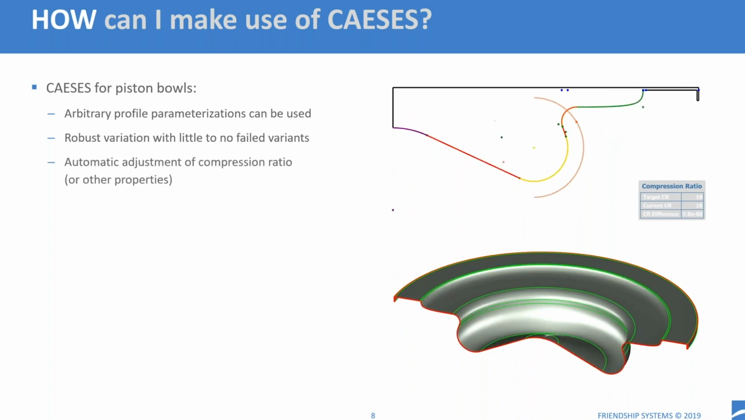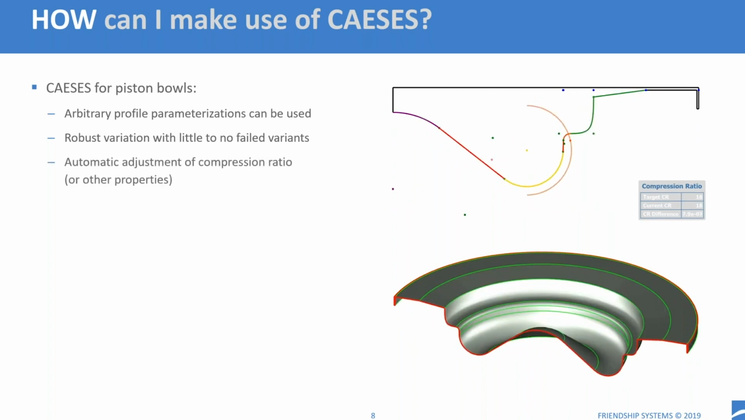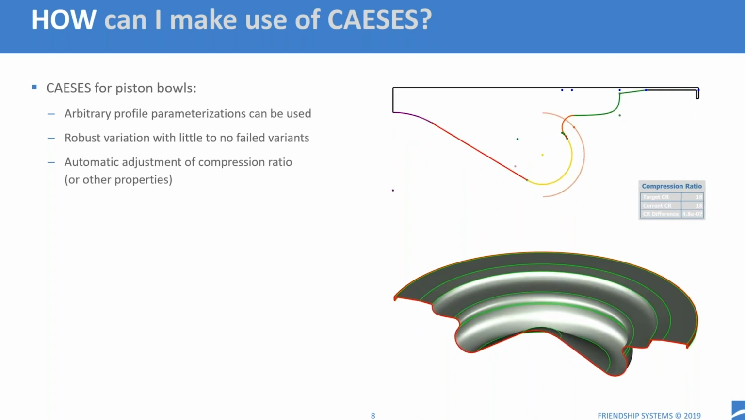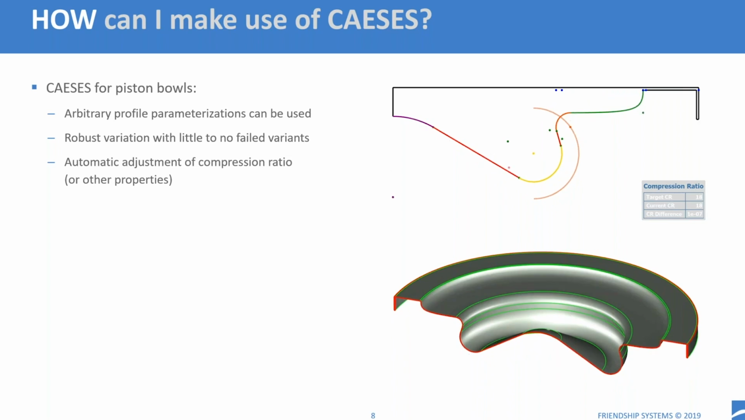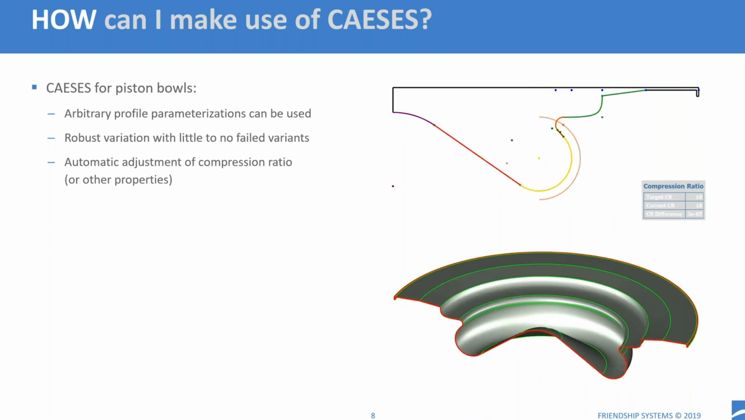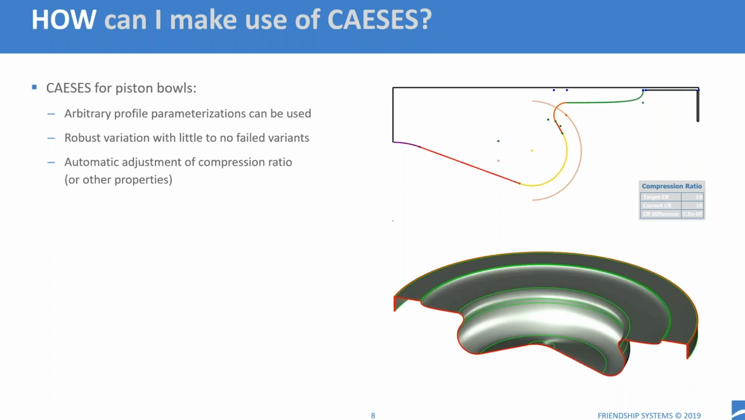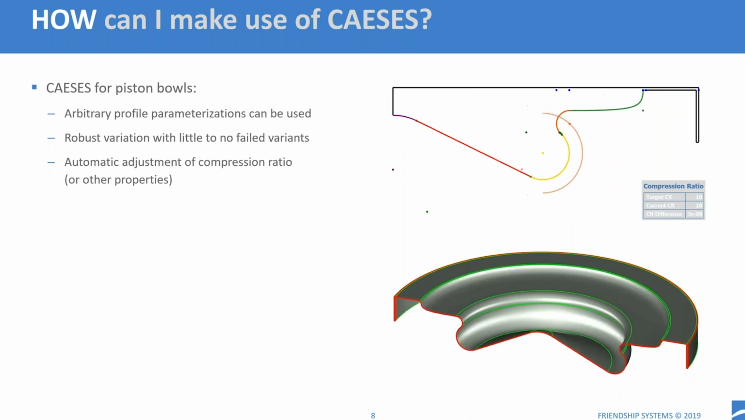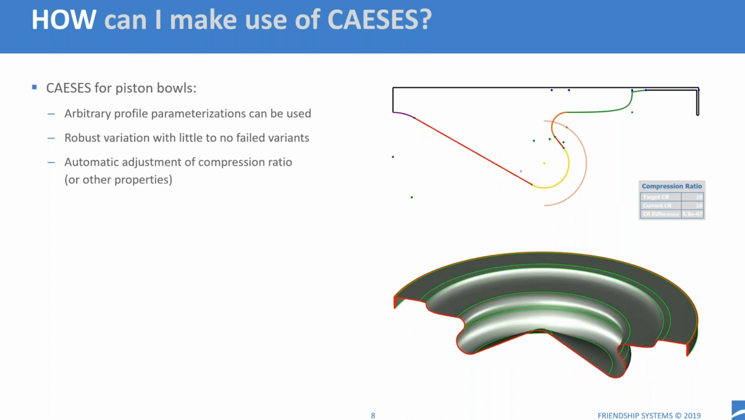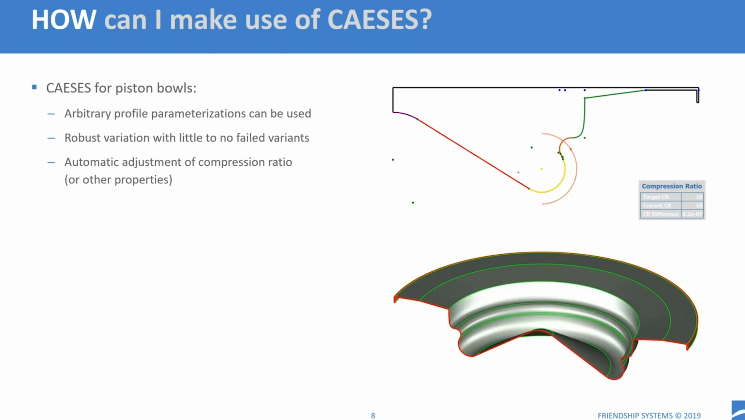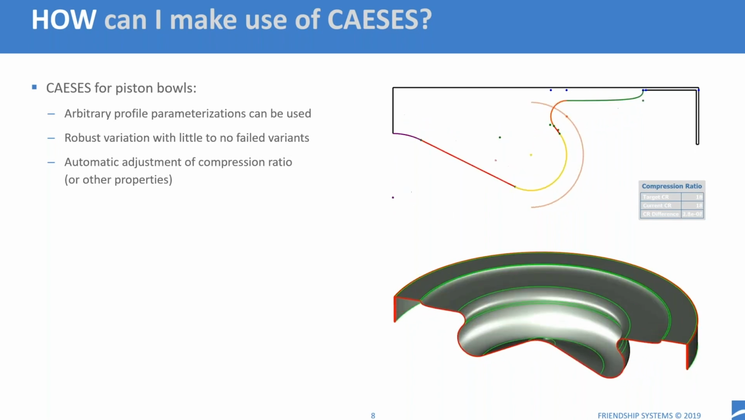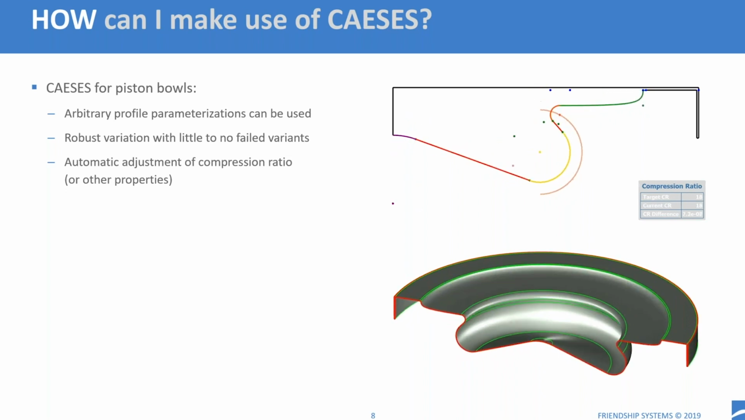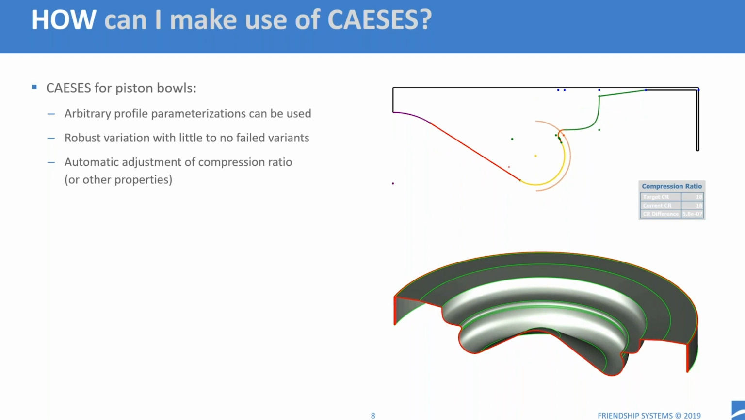And in the context of piston bowls, an important constraint is the compression ratio. Typically, when we're changing the geometry of the piston bowl, we would like to keep the compression ratio at a fixed value. And this is something that can be involved in the parameterization, so that you can change the parameters that you would like to change and keep the compression ratio always fixed to exactly the value that is needed.